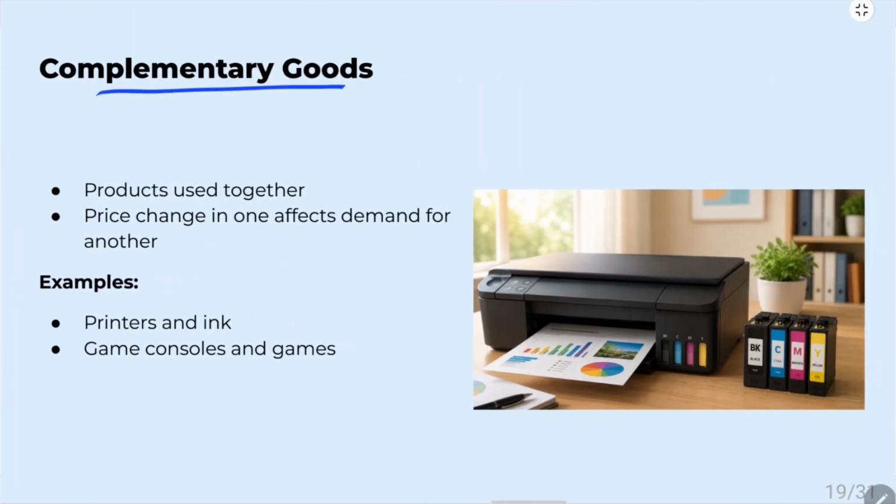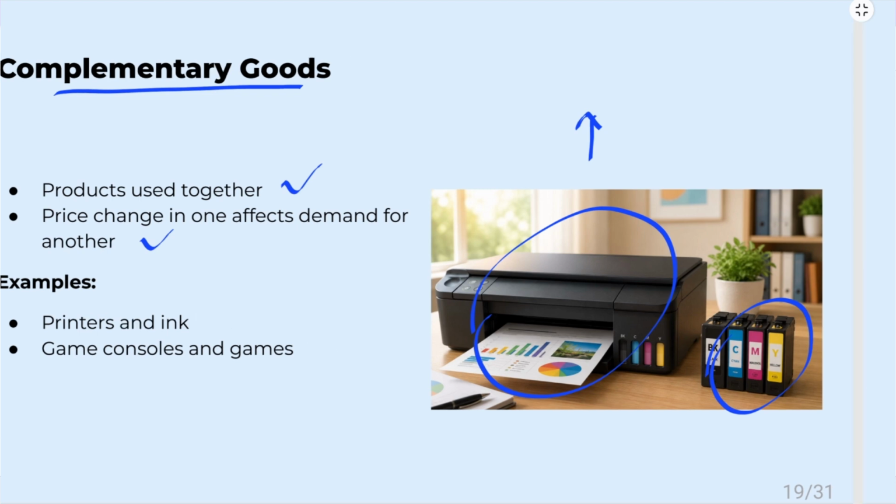Complementary goods are products that are used together. A price change in one product can affect demand for the related product as well. For example, printers and printer ink are complementary goods. If printer prices increase significantly, fewer consumers may buy printers, which will also reduce demand for printer ink. This relationship can influence the elasticity of demand for these products.